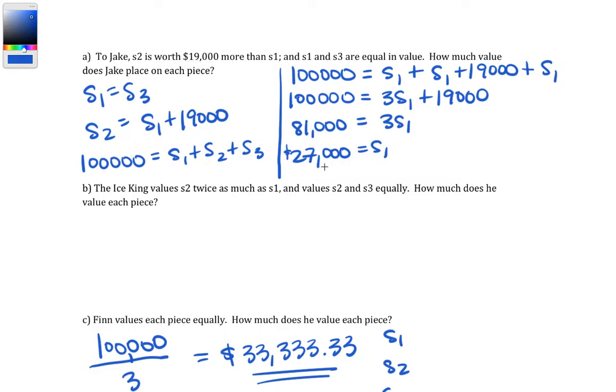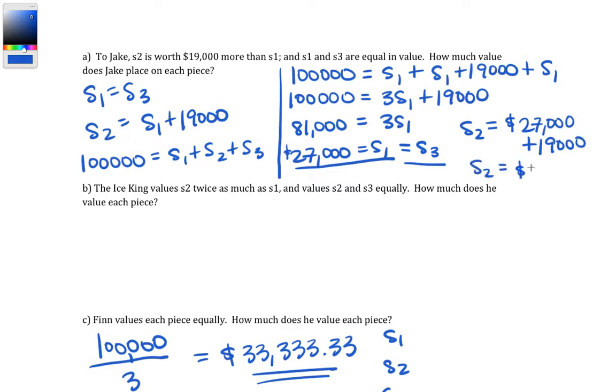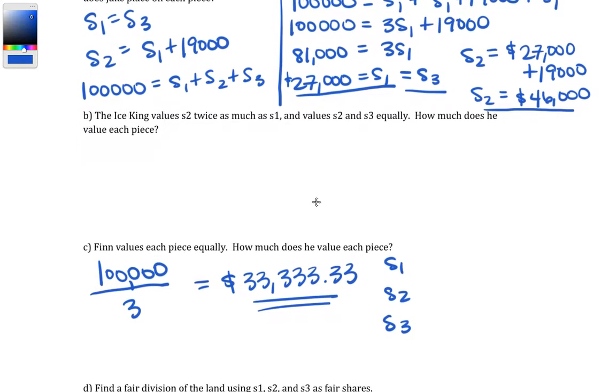And we get that S1 is worth $27,000. But remember, that's equal to S3. So S1 and S3, Jake views as being worth $27,000. And for S2, remember, it's whatever that S1 value was plus 19,000, which gives us that he values S2 as being worth $46,000. All right, now we're going to do something similar here for the Ice King.